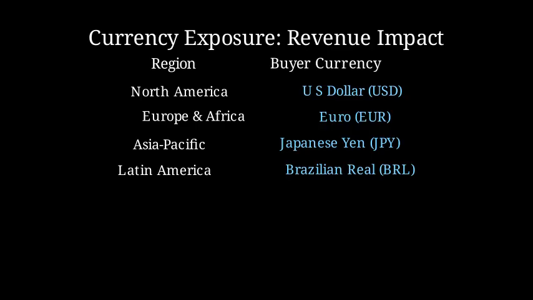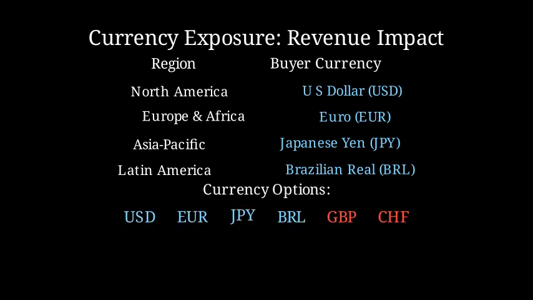Next, let's list some currency options and decide which ones are not involved. We'll use these options: US dollar, euro, Japanese yen, Brazilian real, British pound, and Swiss franc. Let's compare. The table shows the currencies involved in revenue: US dollar, euro, Japanese yen, and Brazilian real. So those four are involved, which means they are not the answer. That leaves British pound and Swiss franc as the currencies that are not involved. We'll highlight British pound and Swiss franc.